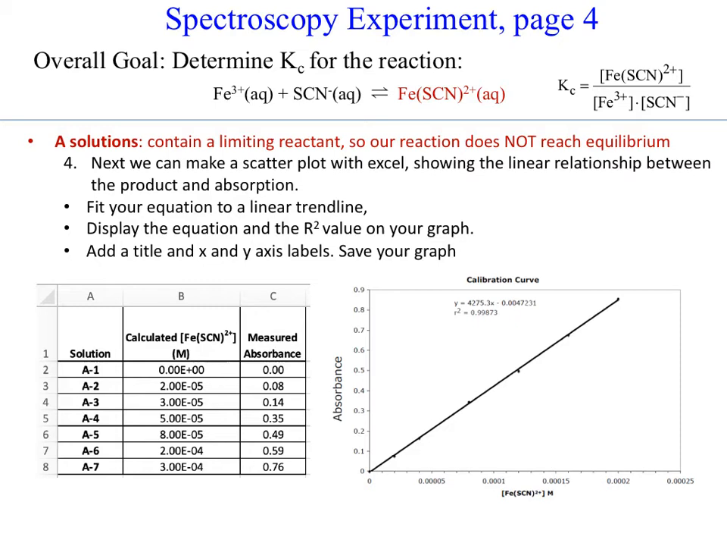Next, we're going to make a scatter plot with Excel. With Excel, you're going to use columns A, B, C, rows 1 through 8. Title your headings as we have here, and then label each solution. Just a quick note for how to enter a number in scientific notation: you just enter 2e negative 5 and press enter. So 3e negative 5 and press enter. These are numbers that I just made up. Yours will be different, and your calibration curve will look something like this.